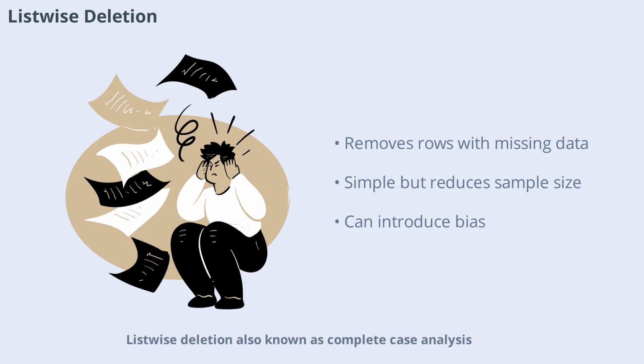Listwise deletion, also known as complete case analysis, involves removing any row with missing data from your dataset. This method is simple and easy to implement, but it can significantly reduce your sample size. If the missing data is not random, listwise deletion can also introduce bias. It's best used when missingness is minimal and random, ensuring your results remain representative.